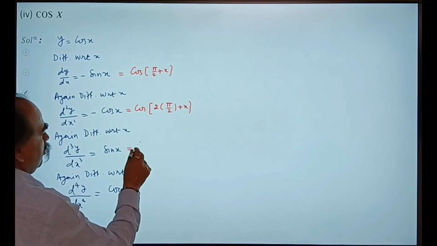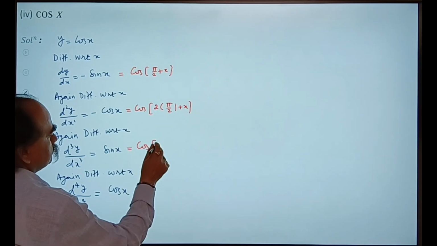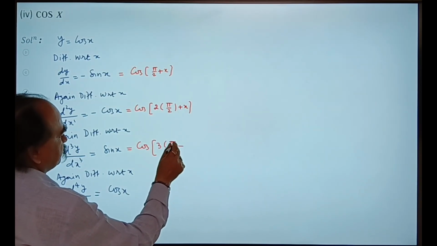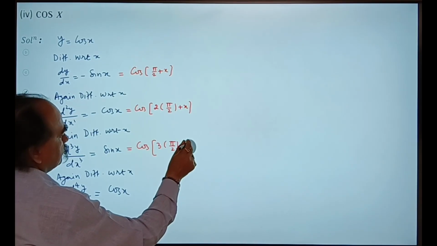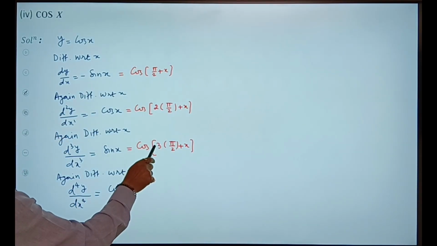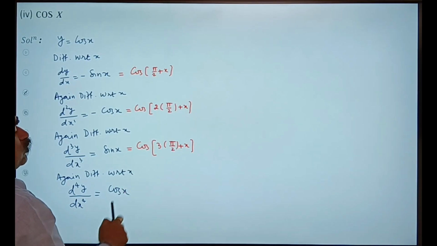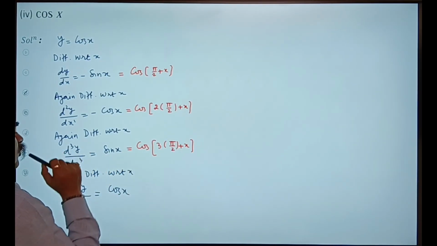This can be written as cos of 3 into pi by 2 plus x. 3 means odd. Cos changes to sin. And 3 pi by 2 plus x will go in fourth quadrant. And in fourth quadrant, cos is positive.